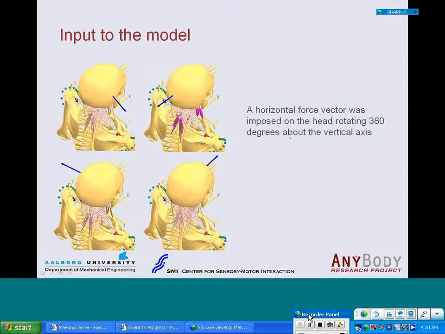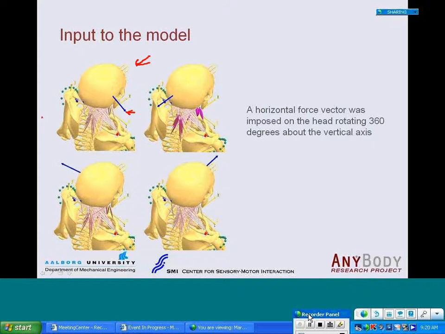So I have here 4 of the situations. Let's start with this one here. We have this blue vector here, which is the force vector working on the head. And this force vector is pointing to the right. So that basically means that the muscles on the left side have to be active to balance this external force.